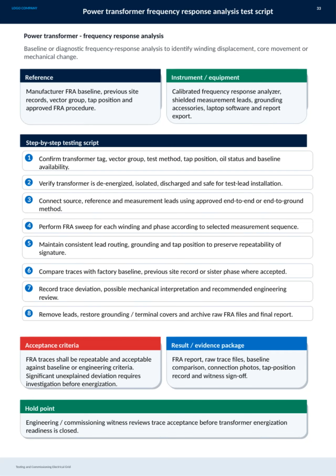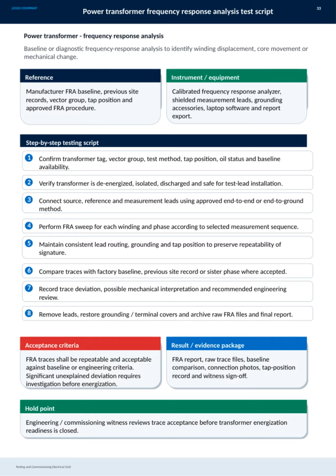Today, we're going over the power transformer frequency response analysis test script, a crucial part of testing and commissioning electrical grids. The main goal here is to use baseline or diagnostic frequency response analysis to identify any winding displacement, core movement, or mechanical changes in the transformer. We start by gathering references like the manufacturer's FRA baseline, previous site records, vector group, tap position, and the approved FRA procedure to ensure accurate comparisons.